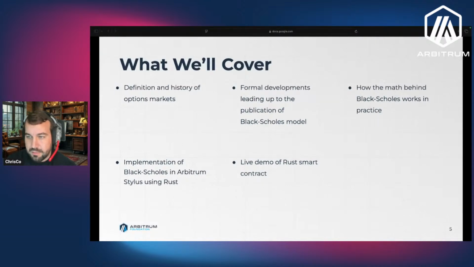So don't worry if you're not able to follow 100% with the math, but obviously, if you have like a finance background, it will be helpful. But if not, it's okay. Just bear with me. I'll try not to get too deep in the weeds on that stuff, and we'll demo that contract and show you how much gas it actually costs in practice.